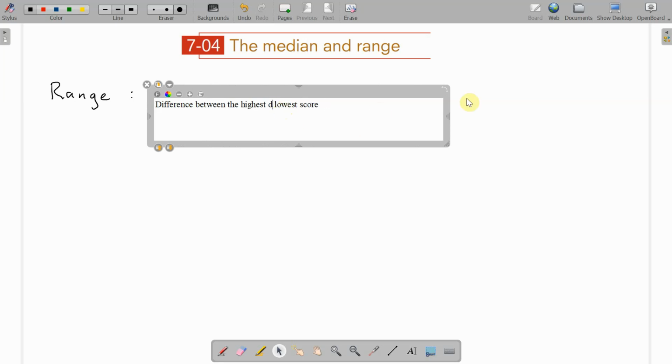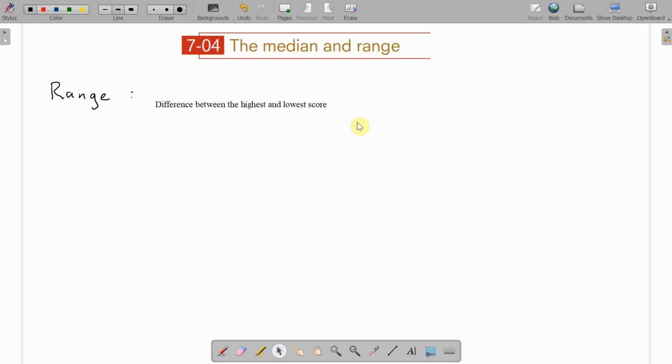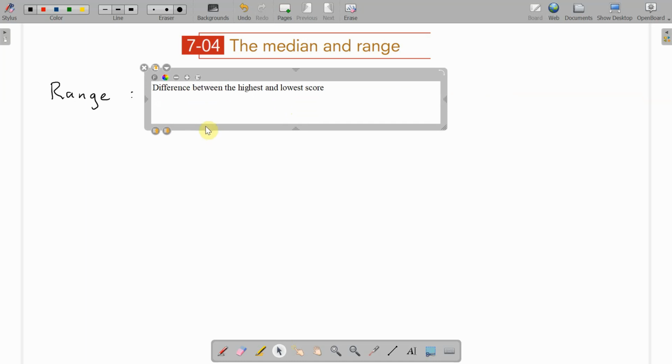Difference between the highest and lowest score. What happened there? So let's have a look. Let's move you off here.